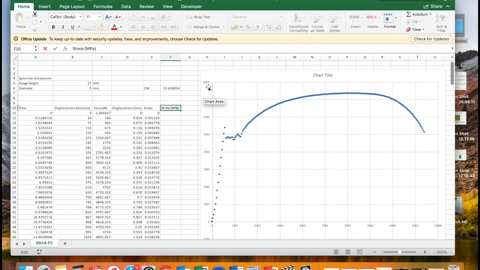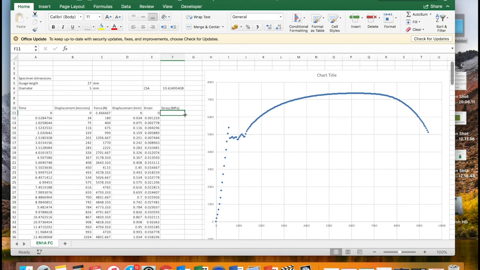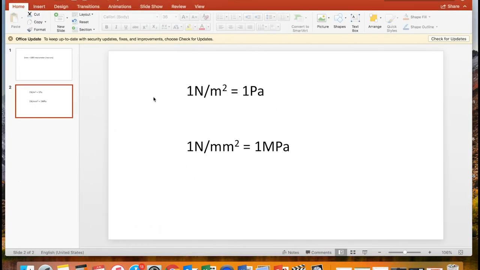First of all, that tends to be the standard unit that people quote when it comes to doing tensile tests of these types of materials. It gives you very nice numbers. But what is a pascal? Well, let's have a look. So 1 newton per meter squared is 1 pascal. 1 newton per millimeter squared gives us 1 megapascal.